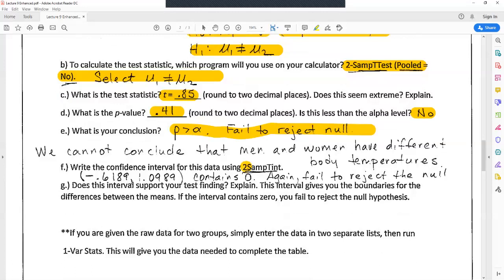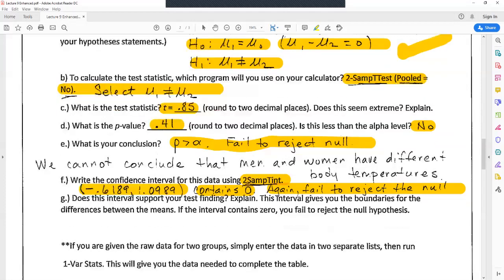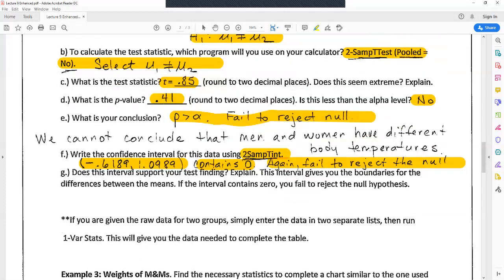If you use the two-sample interval, you capture this interval, and one side is negative and the other side is positive, so obviously 0 is contained in the interval, which again justifies our failing to reject the null. Because remember, the null claims that the difference in the temperatures is 0, and 0 is in our confidence interval.